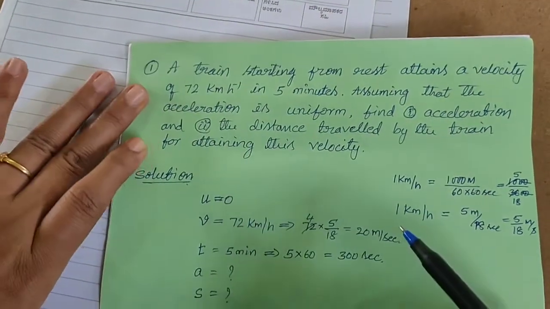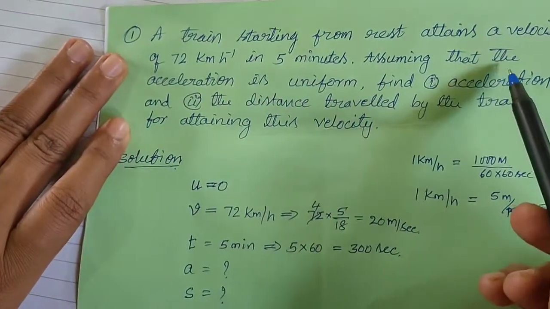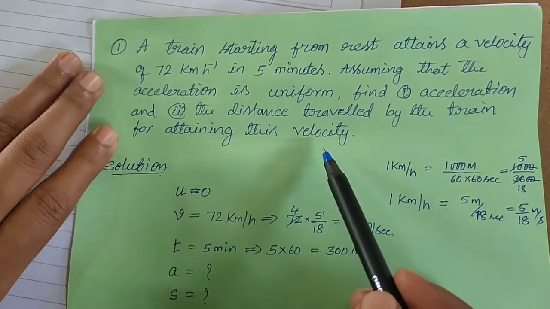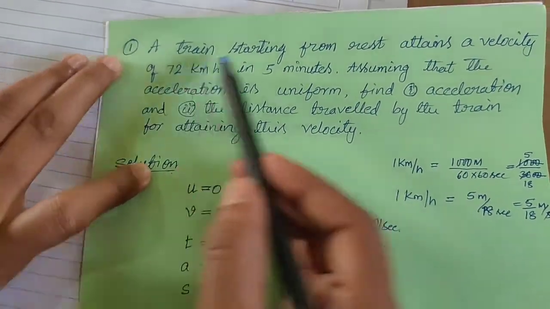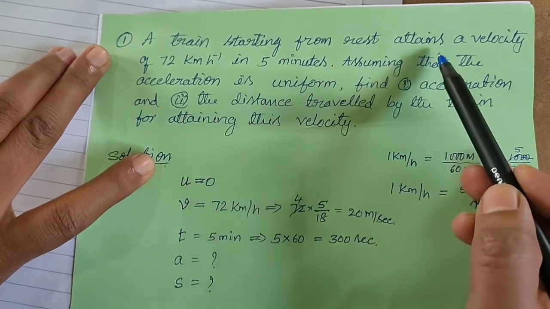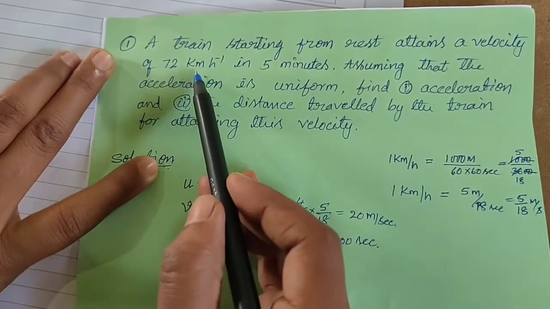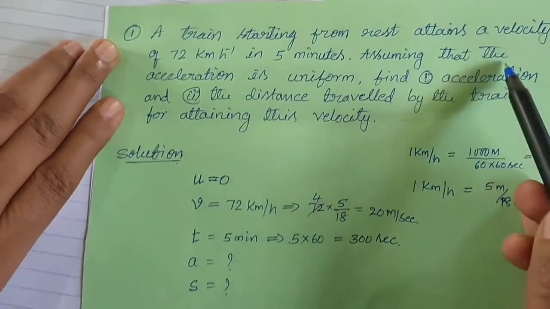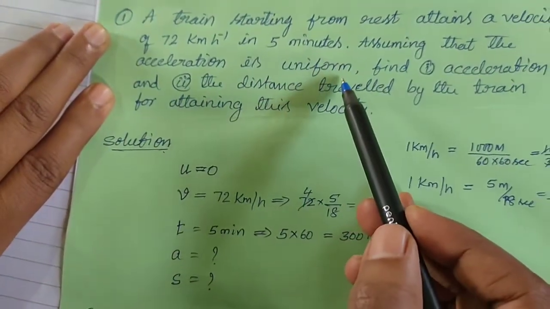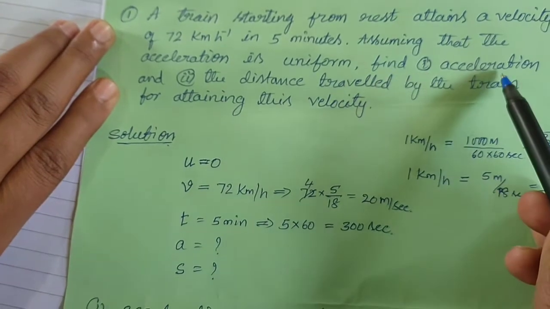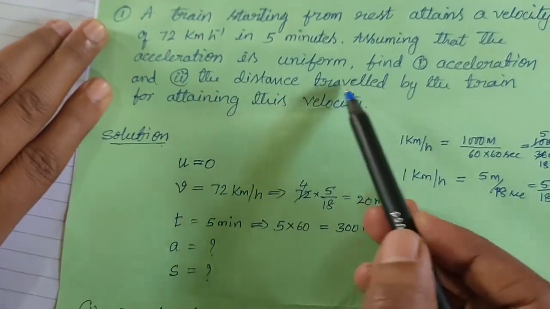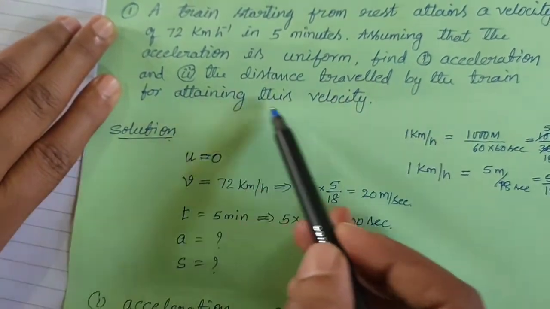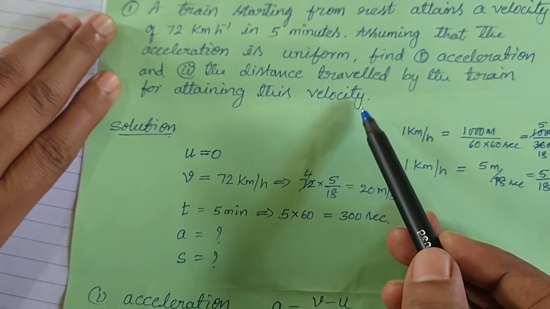Students, now we are going to solve some example questions from the textbook. The first question is: a train starting from rest attains a velocity of 72 km per hour in 5 minutes. Assuming that the acceleration is uniform, find the acceleration and the distance travelled by the train for attaining this velocity.